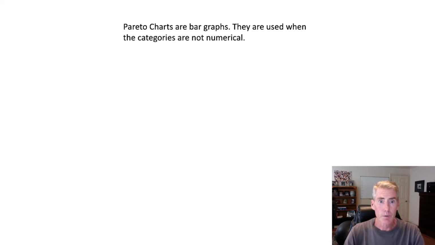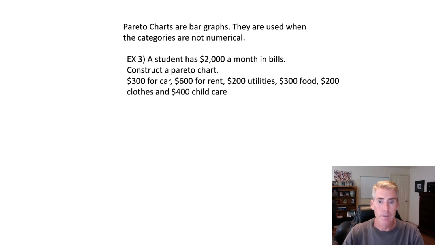Next is a Pareto chart. These are bar graphs, and they're used when the categories are not numerical. What I mean by that is this person has $2,000 a month in bills. A car is not numerical. Rent, the word utilities, those are not numerical. Yes, the amount of money that they spend on it is, but the word utility is not numerical, so it's just a category.